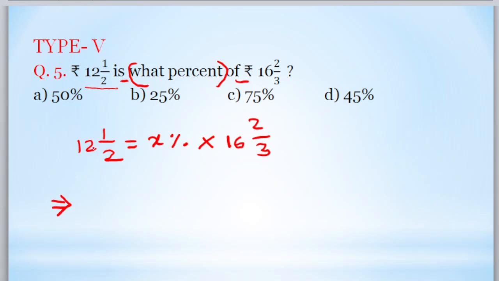This implies, after converting this mixed fraction into an improper fraction, it becomes 25 by 2, that is equal to x percent, meaning x by 100. If we remove this percentage symbol, then it can be x divided by 100 into this 16 whole 2 by 3. This mixed fraction, when converted into an improper fraction, becomes 50 by 3.